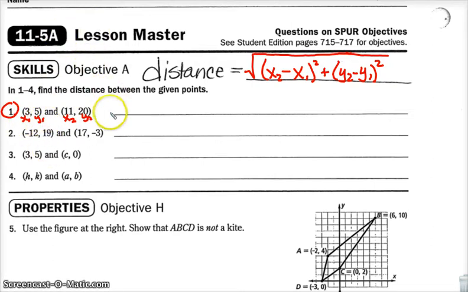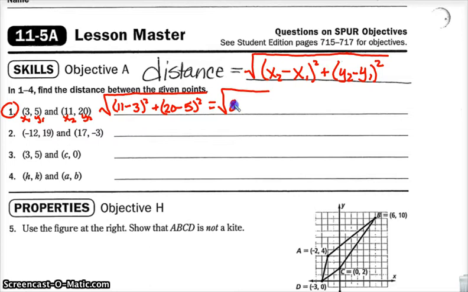Alright, let's plug in my values to the distance formula. I've got the square root of x2 minus x1, so that's 11 minus 3 squared, plus y2 minus y1, so that's 20 minus 5 squared. From here, it's just simplifying. This is the square root of 8 squared plus 15 squared.